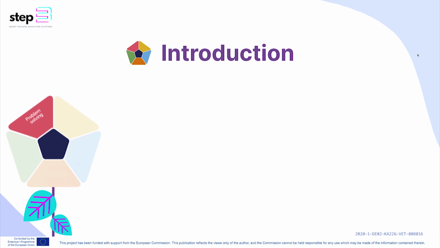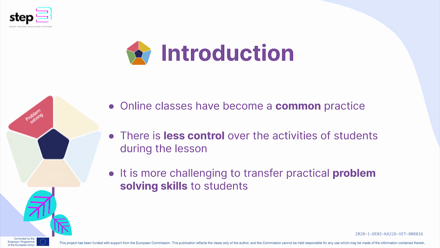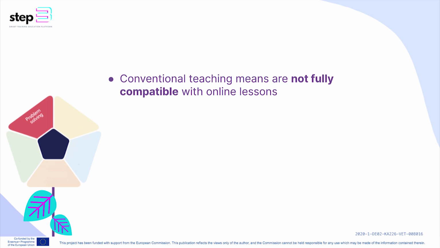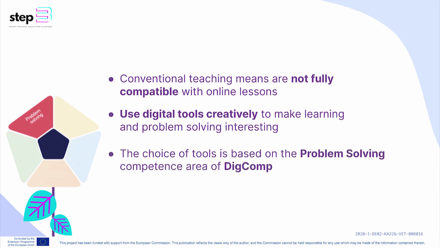Online classes are great and flexible, but there are drawbacks to this option. I'm sure you have noticed, for example, that students often turn off their cameras. There is less control over their activities during lessons, making it even harder to transfer problem-solving skills. Conventional teaching means are not fully compatible with online lessons, and the educator needs to use digital tools, making the lesson interesting. The choice of tools for this competence is based on the problem-solving area of competence, which is part of the digital competence framework.